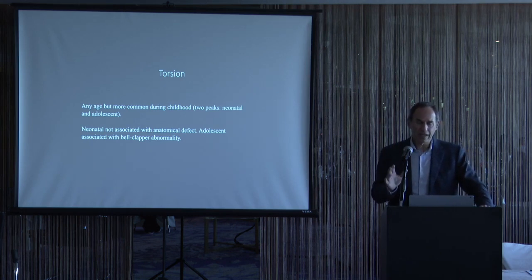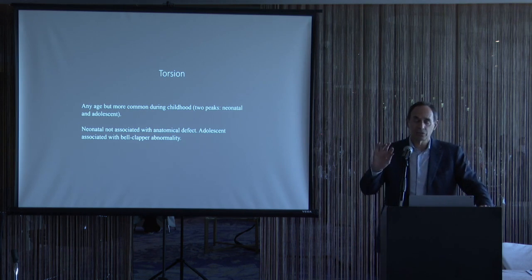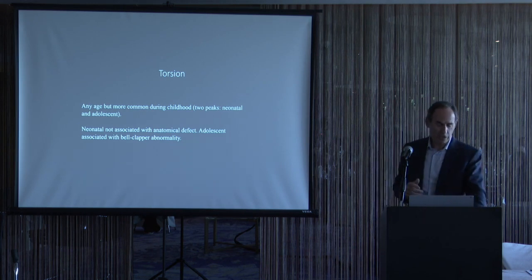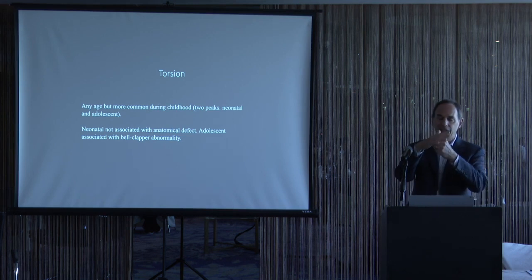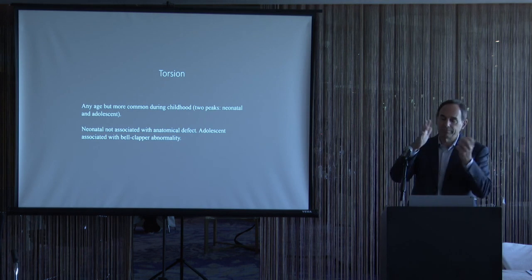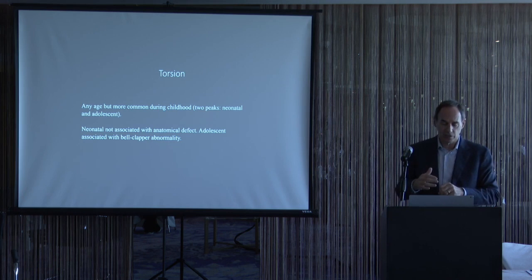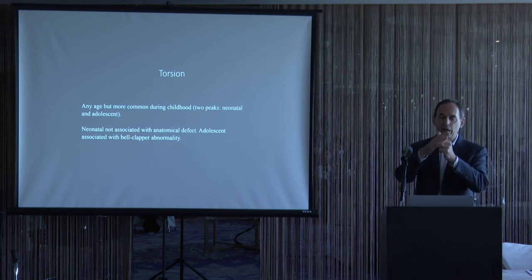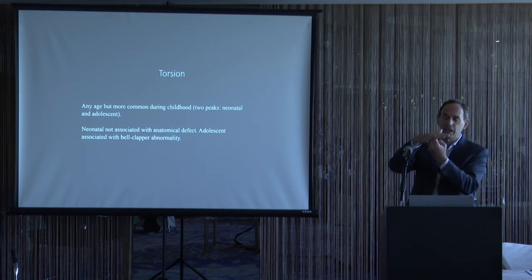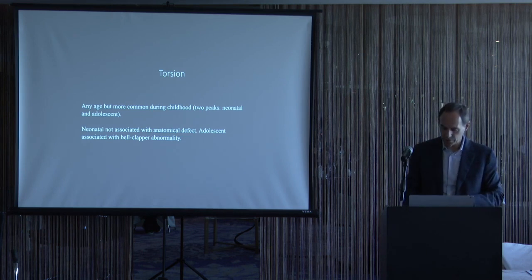Neonatal torsion, there's no anatomical defect, it's just bad luck. The testis just twists. Because basically, early on in utero, the testis is not attached to the tunica. It's much more flexible. And for no apparent reason, in some neonates, it can just twist and infarct. Typically, after birth, the testis gets fixed up against the tunica so it can't twist. But in some adolescents, there's a defect. It's called the bell clapper defect, where the testis is not fixed. And in that situation, it can twist and cause torsion.